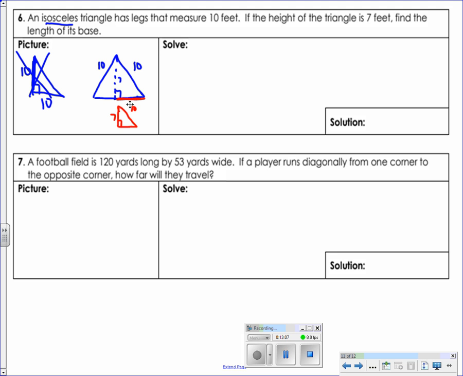Okay, when you're finished with all of these problems, you're just going to stop and hang on tight to your paper.